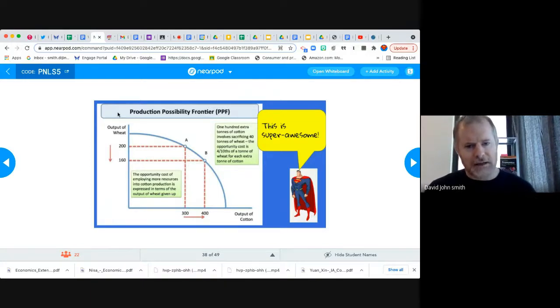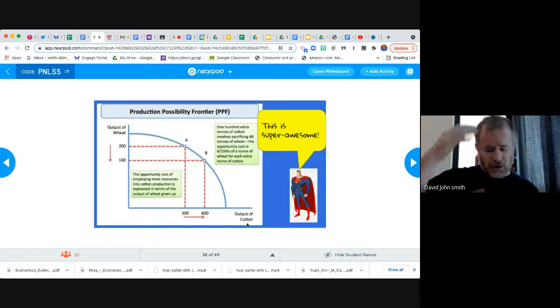We can look at the production possibility curve. I know this is now wheat and cotton, don't panic. It doesn't matter what's on the axis, strictly speaking. If we were to decide as a society that we are at point A and we want to move to point B, we're saying, okay, we're producing 200 units of wheat and 300 units of cotton. Now we're going to move to B, and in B, we're making 160 units of wheat, but 400 units of cotton. So the decision that we've made as a society is we want to make more cotton.